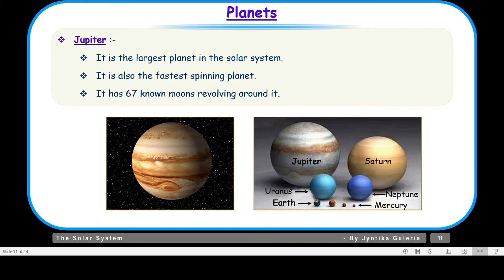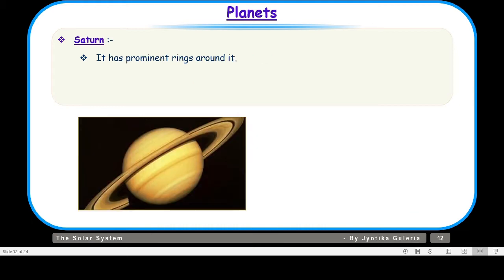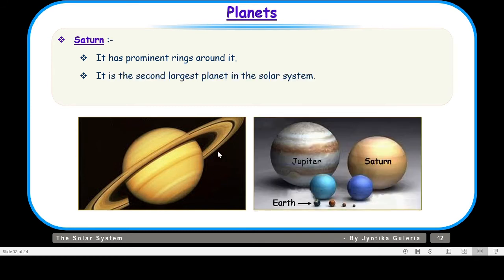And now, after Jupiter comes the most beautiful planet of the solar system, and that is Saturn. The prominent rings around it make it look beautiful. It is the second largest planet in the solar system. And as you can compare the size, Jupiter is the largest one and Saturn is the second largest one. And if we talk about the size of the Earth and the size of Saturn, it is 10 times as wide as the Earth. It has 62 known moons revolving around it.